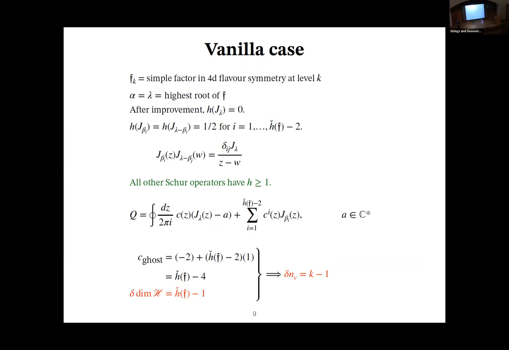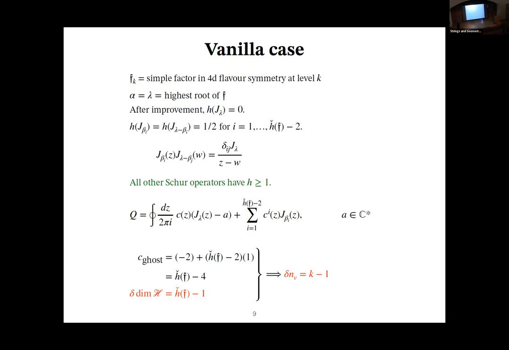So I write down a BRST operator. I have the highest root guy. He became dimension zero, so I can fix him not necessarily to zero, but to any non-zero complex number. And that's kind of the generic thing to do. So I'll fix him to some non-zero complex number. And then I'll introduce ghosts for half of these guys, my Lagrangian subset. And this thing squares to zero, very trivially.